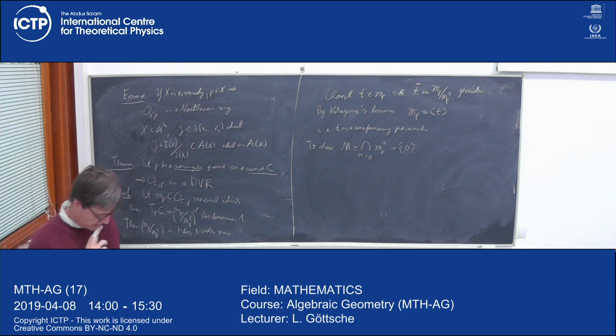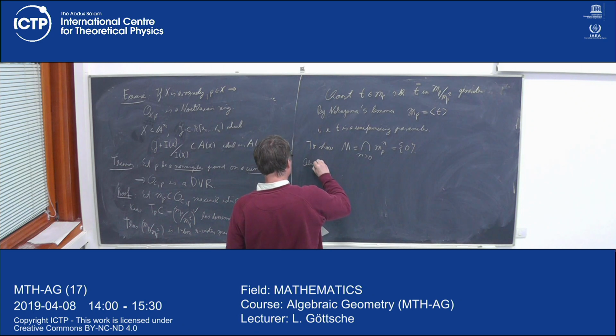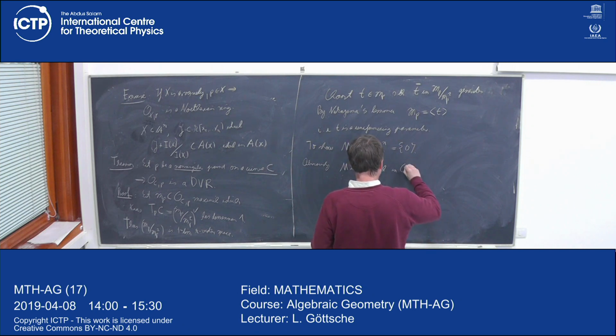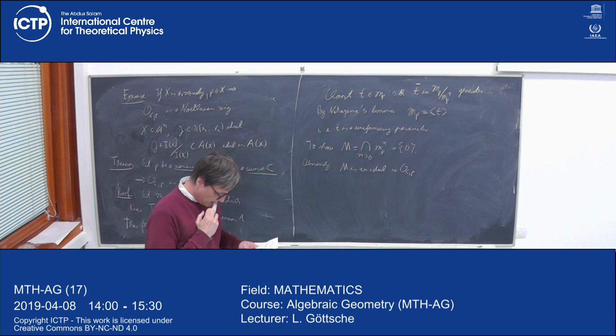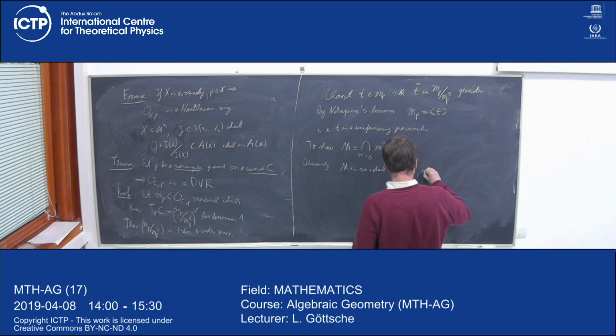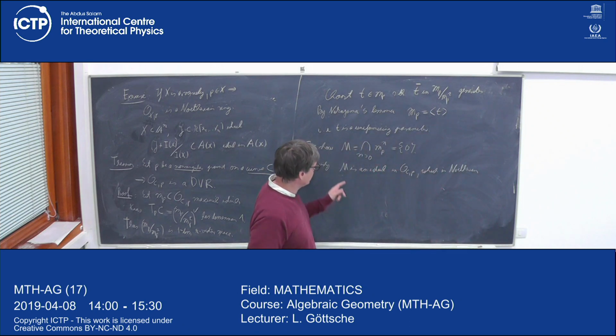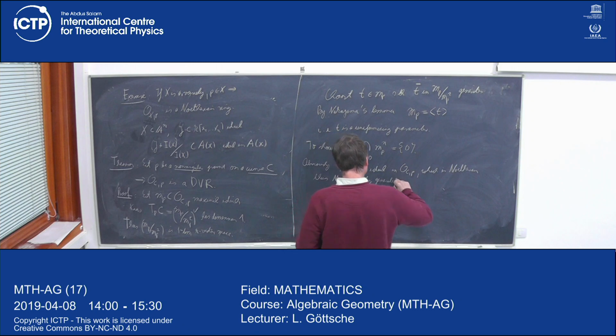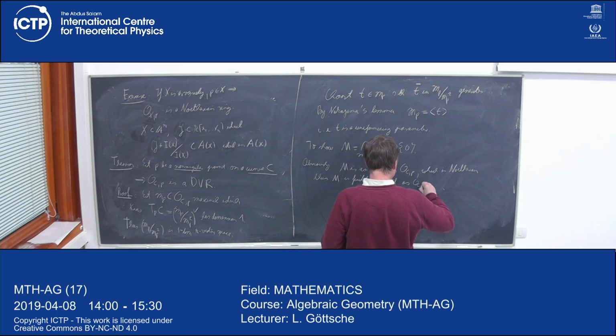So for this we use again Nakayama's lemma. Obviously M is an ideal in O_{C,P}, and therefore also a module over it, which is Noetherian. So M is finitely generated as an ideal, and that means after all the same as being finitely generated as a module. Because the module structure is just that, isn't it? M is finitely generated as an O_{C,P}-module.